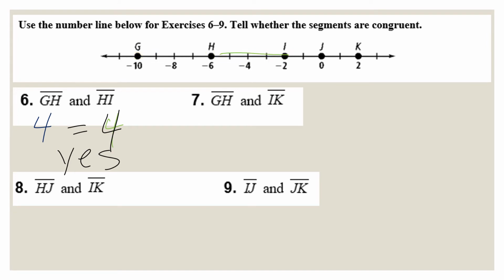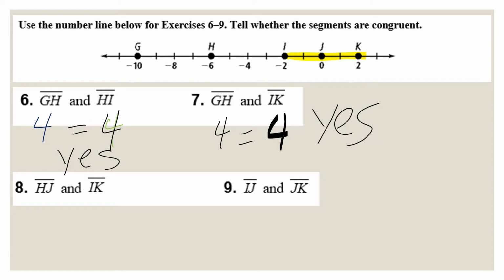Okay. For number 7, GH and IK. From the previous problem, we already know that GH is 4. Now we need to look at IK, I to K. -2 to 2. So from -2 to 0 is 2 units. From 0 to 2 is another 2 units. So 2 plus 2 is 4. Yes, they are congruent.